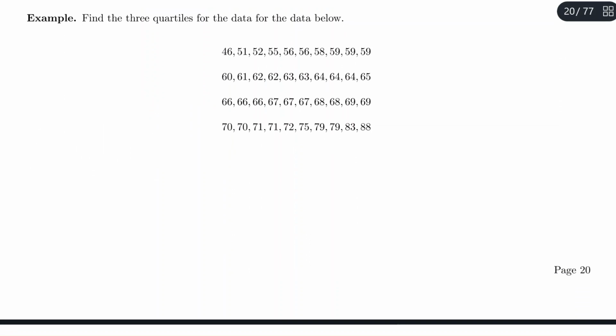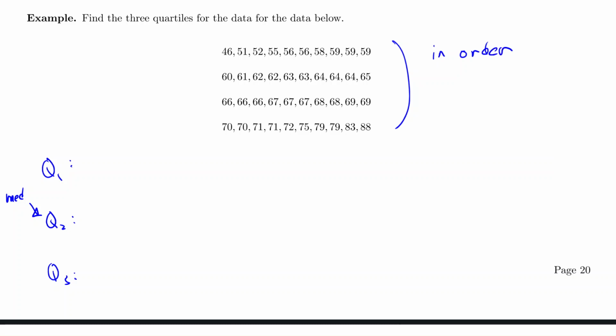So find the 3 quartiles for the data below. So Q1, Q2, which is median, Q3. So we usually want to find Q2 first, median. So this data is already in order, from decreasing to increasing. So then we can tell that if you count it 1, 2, 3, 4, 5, 6, 7, 8, 9, there are 10 numbers in each row. And we have 4 of them.